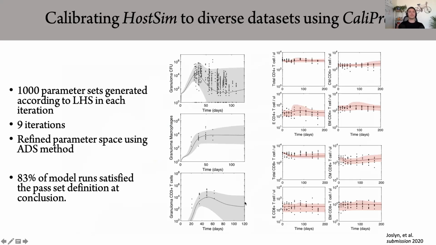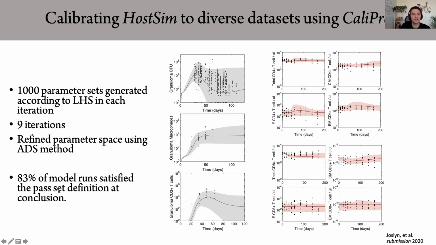So I calibrated HostSim to these diverse data sets using CaliPro. In each iteration, 1,000 different parameter combinations were generated according to LHS. It took 9 iterations for CaliPro to actually calibrate this model. And we redefined parameter space using ADS because this was a large parameter space and we really wanted to leverage the information from both the past parameter sets and the failed parameter sets.